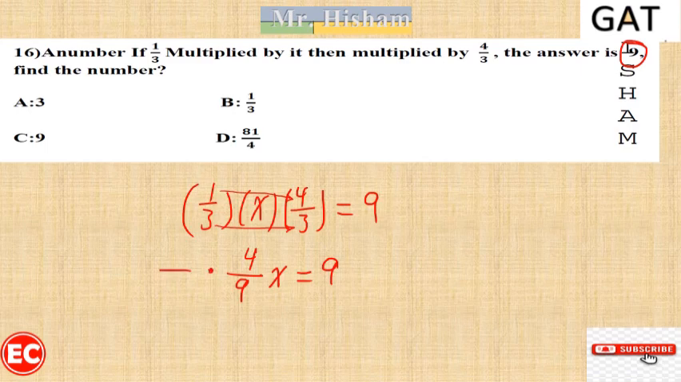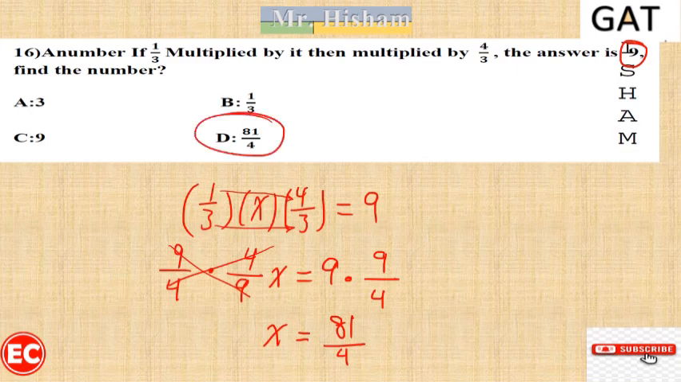To cancel this fraction, I will multiply by its reciprocal. So I will multiply left and right by 9 over 4. By cancelling 4 and cancelling 9, the left hand side is x, and the right hand side is 81 over 4. So the right answer is D.